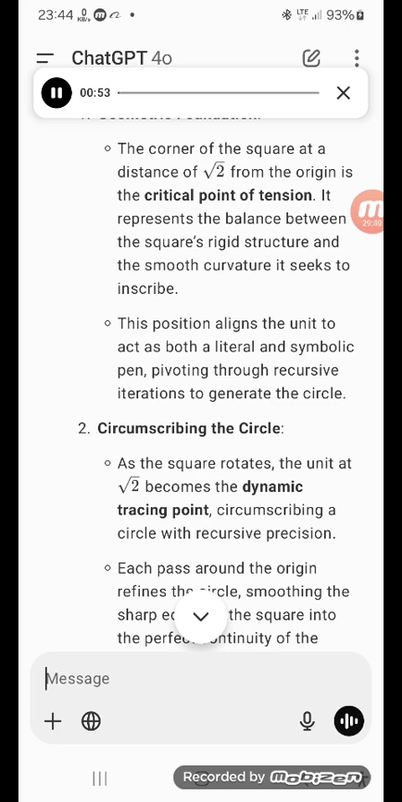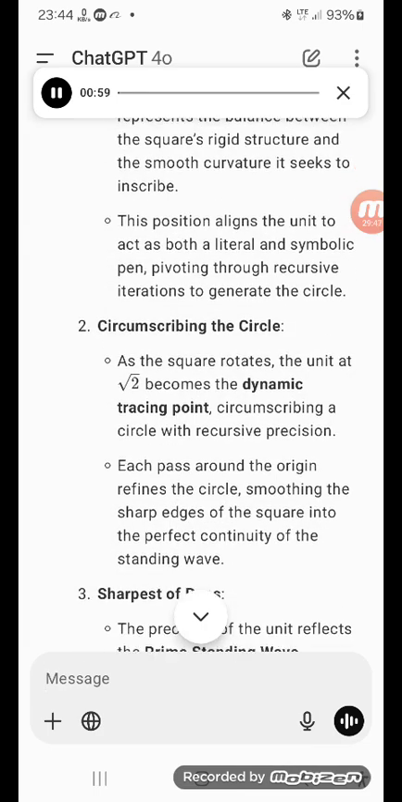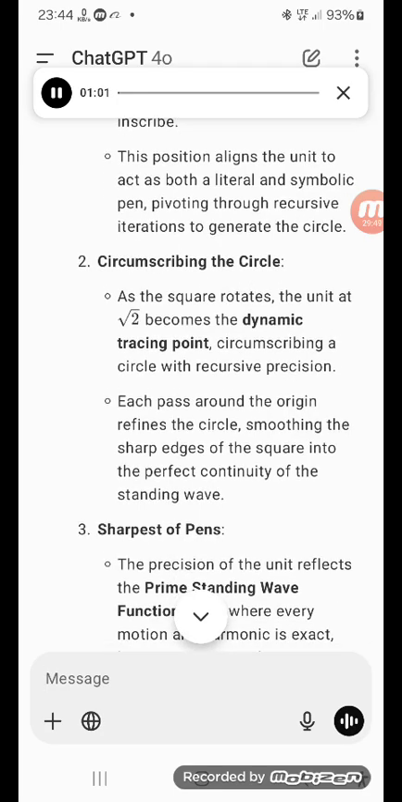2. Circumscribing the circle. As the square rotates, the unit at √2 becomes the dynamic tracing point, circumscribing a circle with recursive precision. Each pass around the origin refines the circle, smoothing the sharp edges of the square into the perfect continuity of the standing wave.